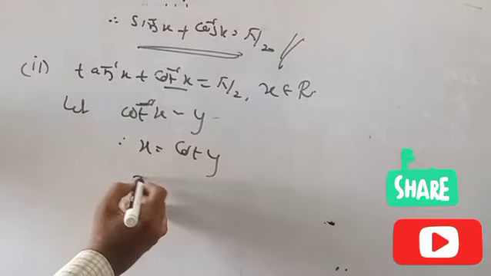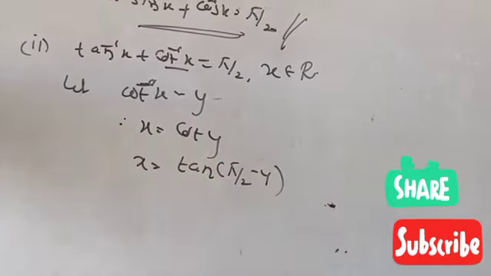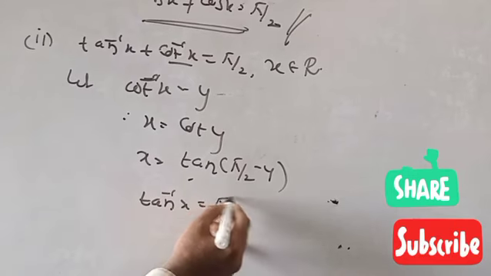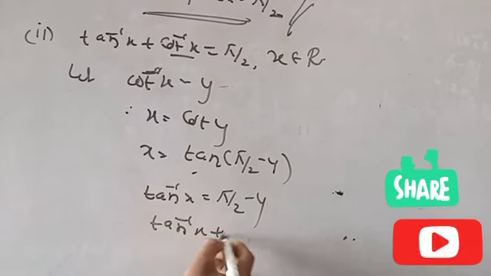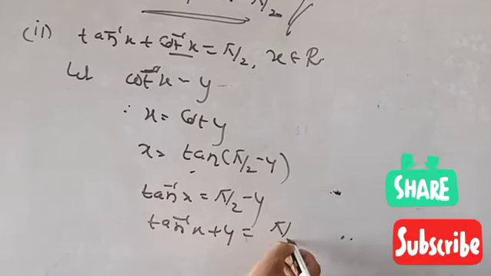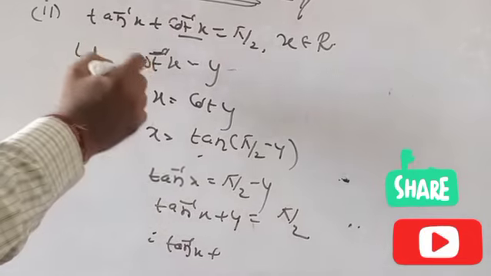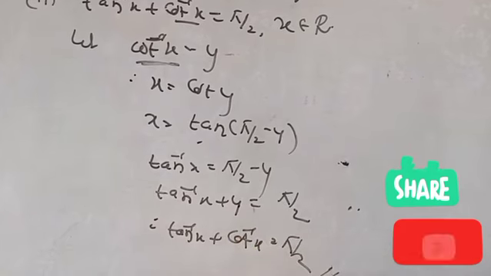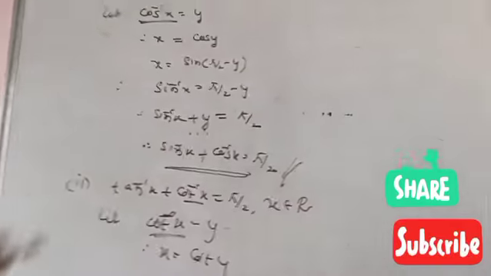x is equal to cot y can be written as tan of pi by 2 minus y. If you bring this side, it becomes tan inverse x is equal to pi by 2 minus y. Tan inverse x plus y is equal to pi by 2. Therefore, tan inverse x plus y, which is taken as cot inverse x, is equal to pi by 2. Hence, tan inverse x plus cot inverse x is equal to pi by 2. These are the 2 marks important questions.